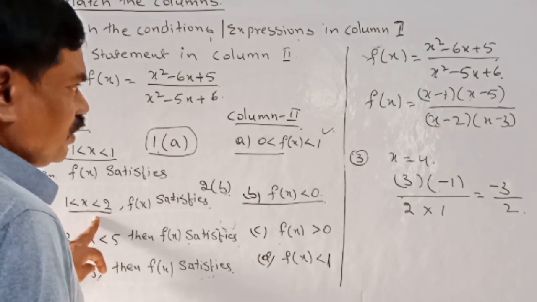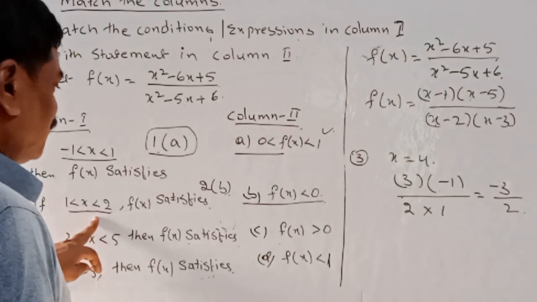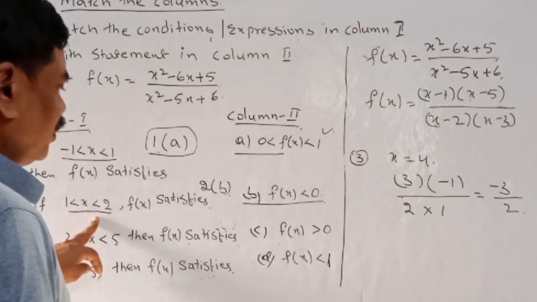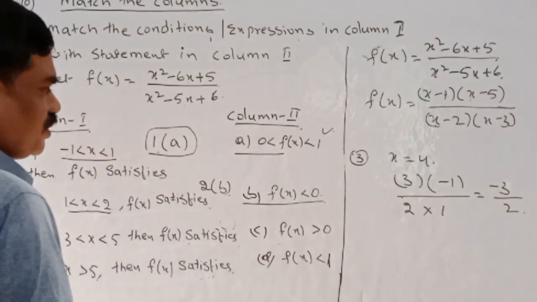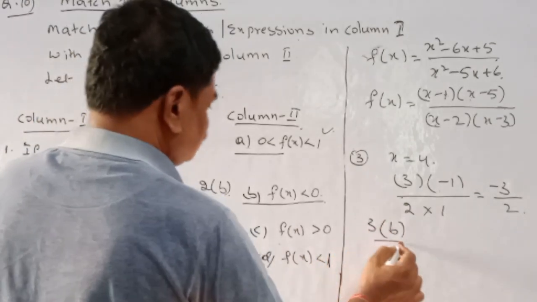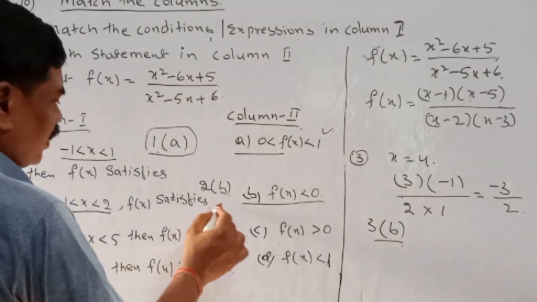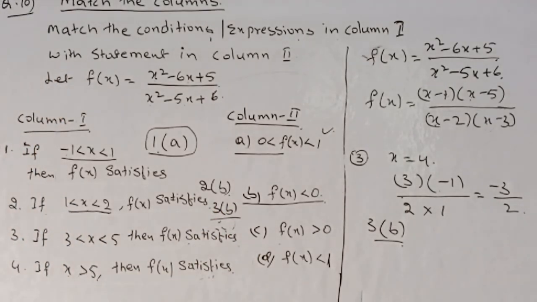And 3 by 2 minus 2. 3 by 2 minus, which is minus 3 by 2. And go for 3. This is also what? B. This is 3 also B. Okay, all of it.